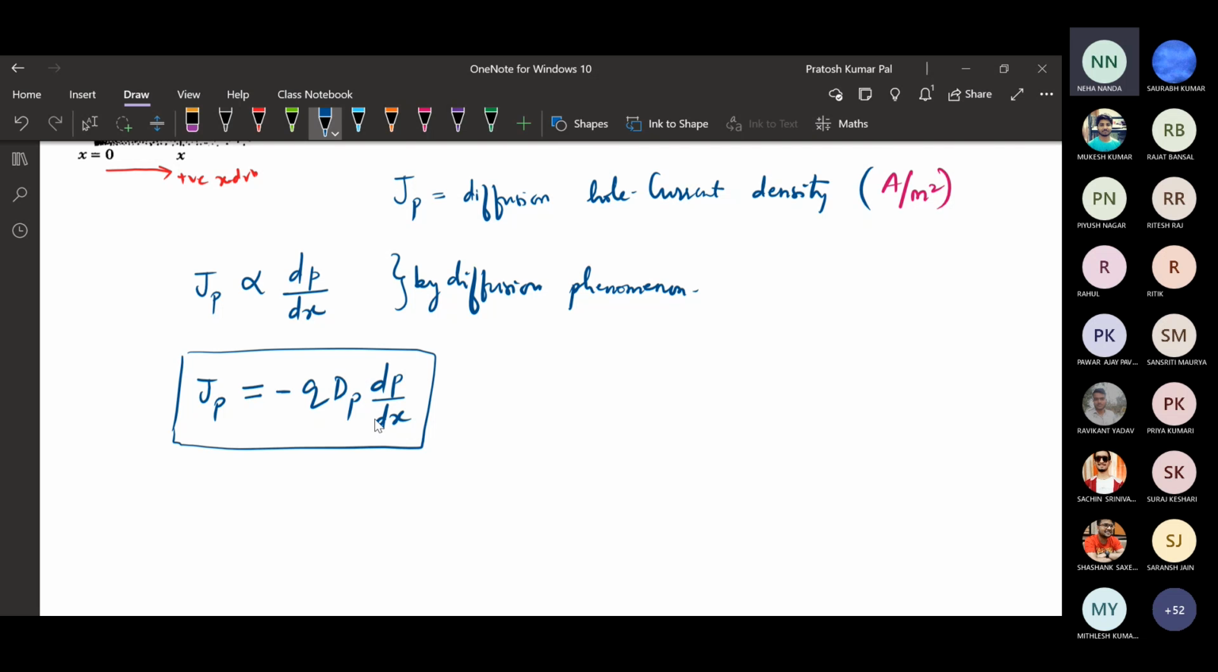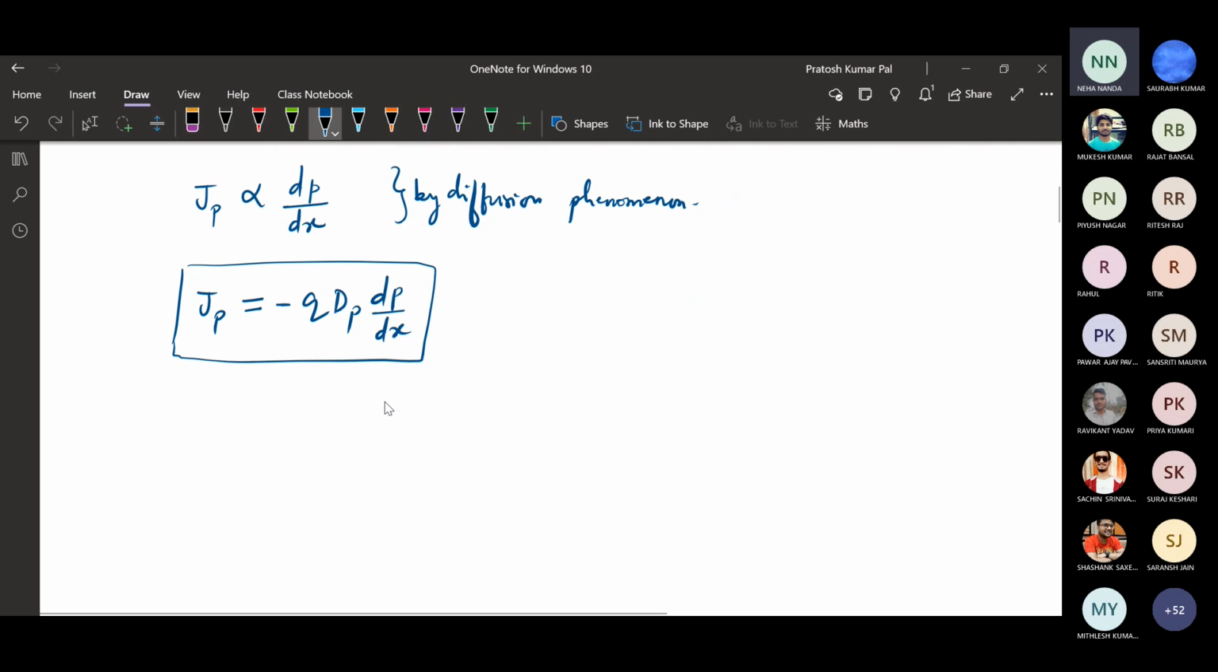This Dp, the proportionality constant, is called the diffusion coefficient, or diffusion constant. Its unit is meter square per second. Here p stands for holes, so this is the diffusion coefficient for holes.